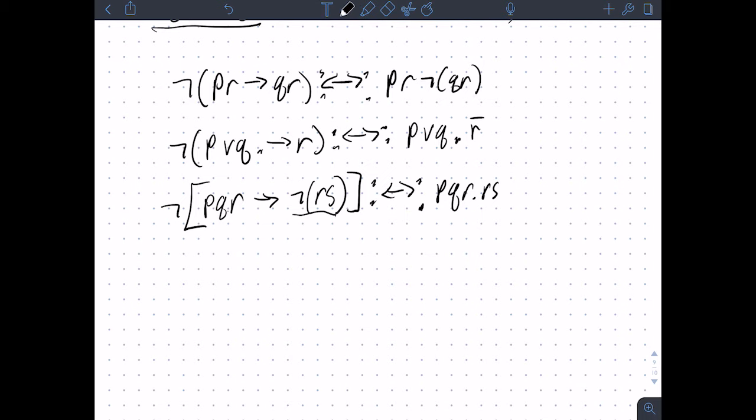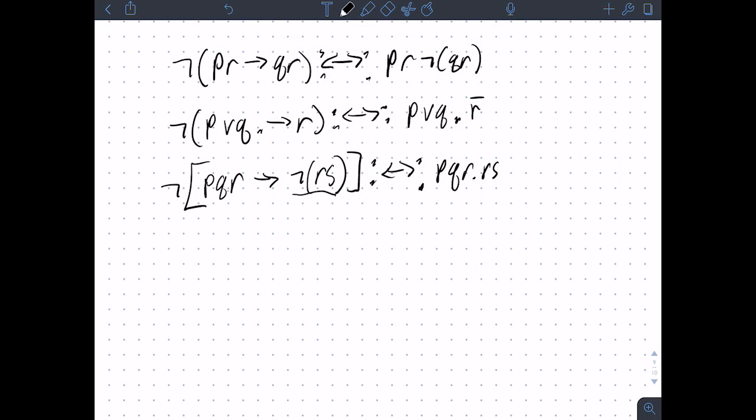One more that just shows you how it works if you have a negated antecedent is not R.